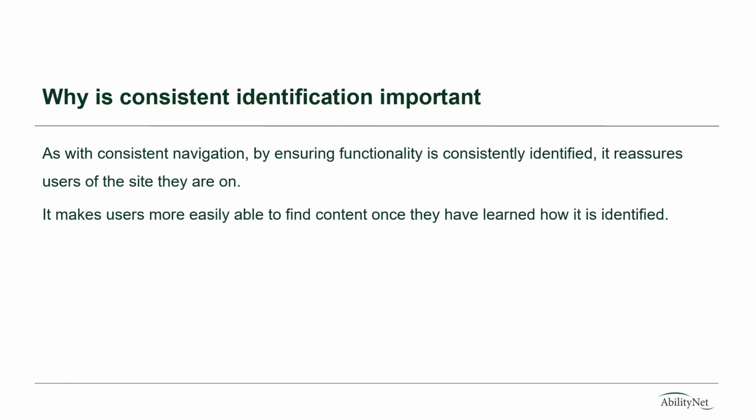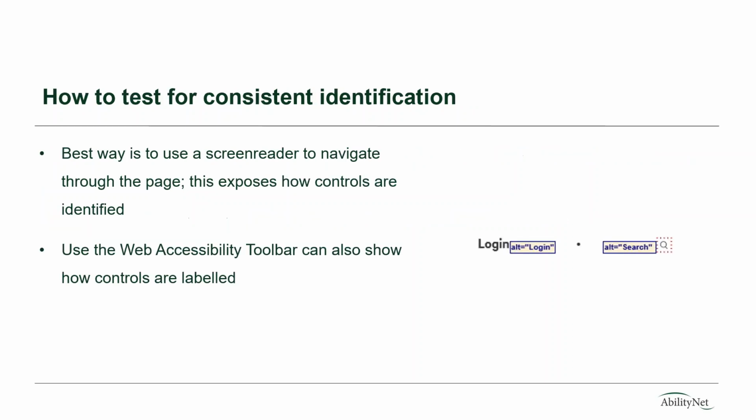Similarly to consistent navigation, ensuring that you have consistently identified functionality is reassuring for users because it reminds them of the site they're on, and as they progress from page to page, they begin to feel more confident that they can easily interact with the page they're on, because it's the same as every other page. It does make users more easily able to find content once they have learned how it is identified. So that might be a search button, or a show main menu pop-up button on mobiles, and so on.